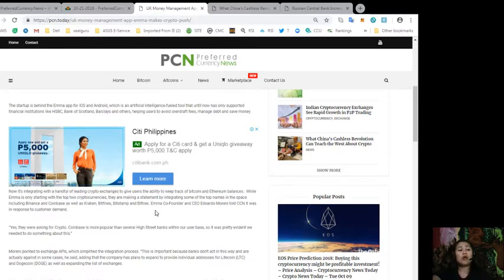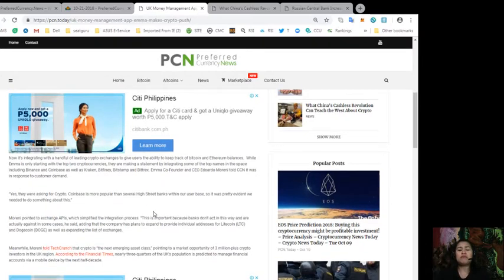While Emma is only starting with the top two cryptocurrencies, they are making a statement by integrating some of the top names in this space, including Binance and Coinbase, as well as Kraken, Bitfinex, Bitstamp, and Bittrex. Emma co-founder and CEO Eduardo Moreni told CCN that it was in response to customer demand. And in a quote, he mentioned, "Yes, they were asking for crypto.